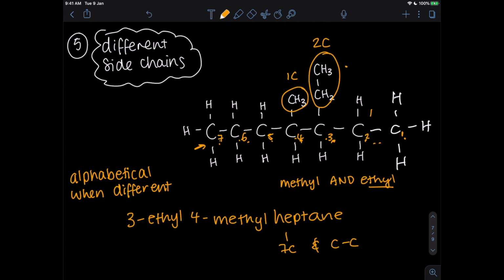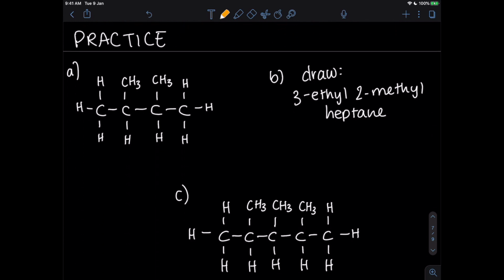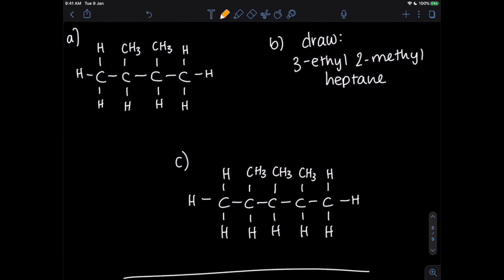single bonded, yes. On the 3rd carbon, there is a 2 carbon chain, which there is. And on my 4th carbon, there should be a single carbon chain. Yes, there is. So again, this gives us all the information that we need to be able to name this molecule. It tells me how long my longest chain is, where the side chains are, and what the side chains are.